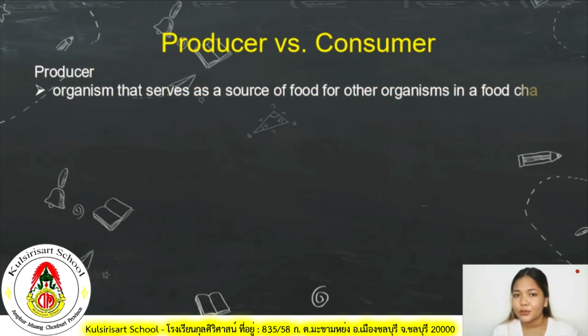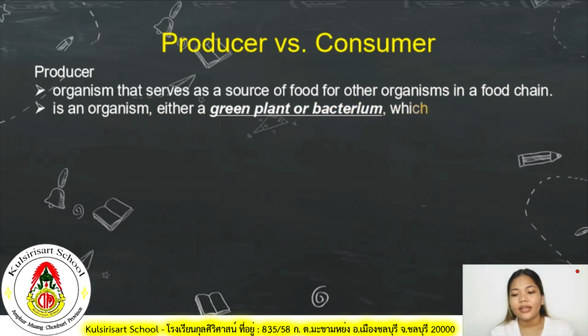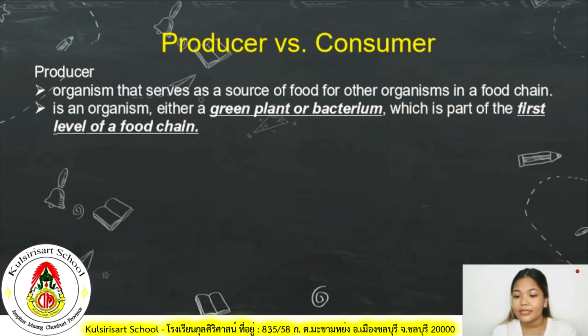When we say producer, again, it is an organism that serves as a source of food for other organisms in a food chain. Another definition of producer is that it is an organism, either a green plant or bacterium, which is part of the first level of a food chain. So remember, we mentioned a while ago that a food chain always starts with a producer.